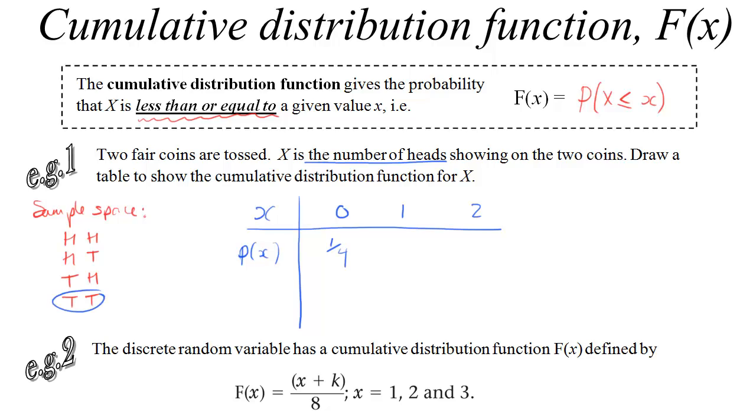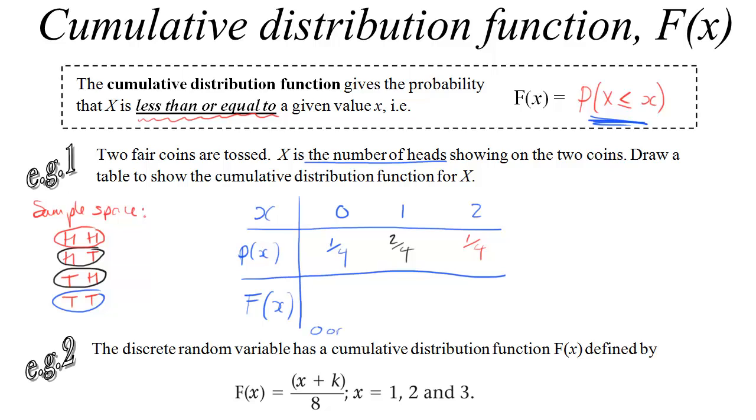Okay, so there's one way to get no heads. There are how many? Let's see, two ways to get 1 head. And then, of course, there's only one way to get 2 heads, which is 1/4. So those are my probabilities. You could simplify 2/4 to 1/2. It doesn't really matter. Now, to get the cumulative distribution function, well, that's the probability that x is less than or equal to a specific value. So the first one is the probability that it's less than or equal to 0. And that only includes one outcome, which is the outcome of 0. So we get 1/4 there.